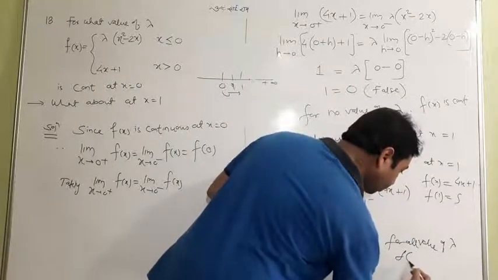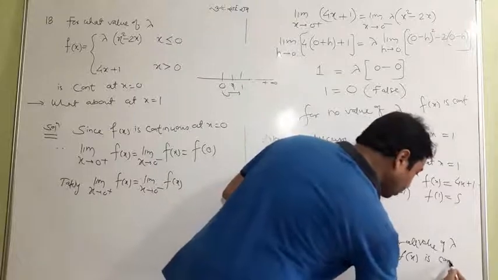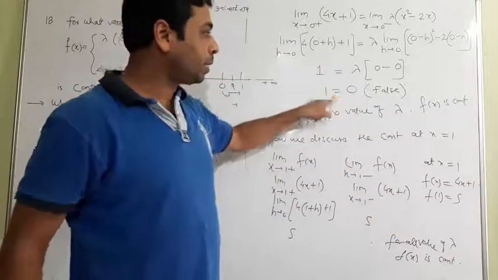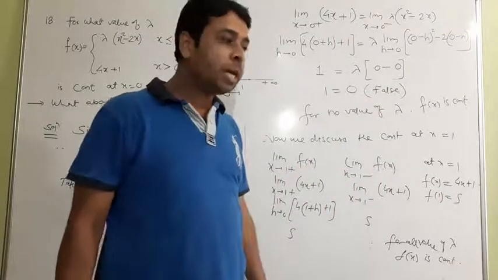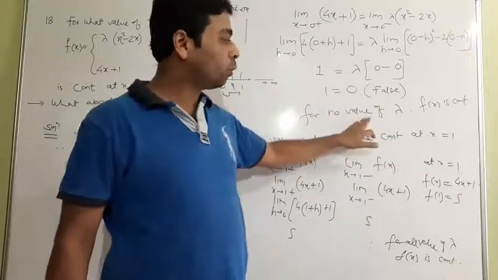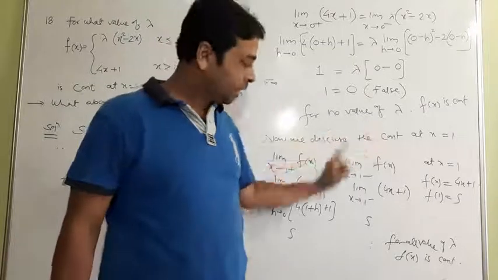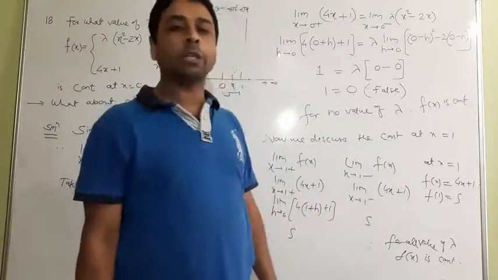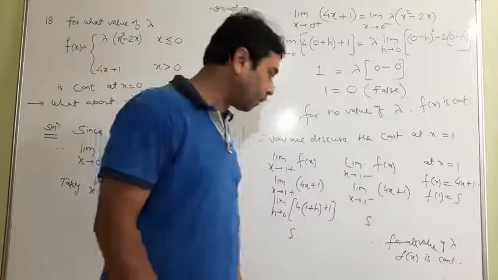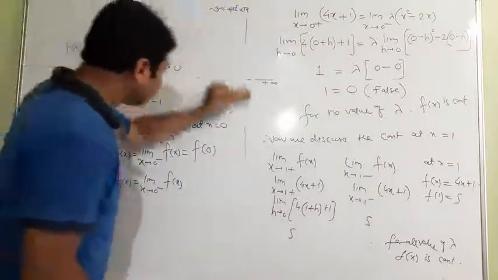So I will write that for all values of lambda, the function is continuous. In the first case, for no value of lambda, because that time lambda was not cancelling, lambda was not with us, that's why we say that for no value of lambda the function is continuous. In this case, it doesn't depend on lambda, so I would say that it is always continuous for any value of lambda. This is enough, I think, to help you understand the question.